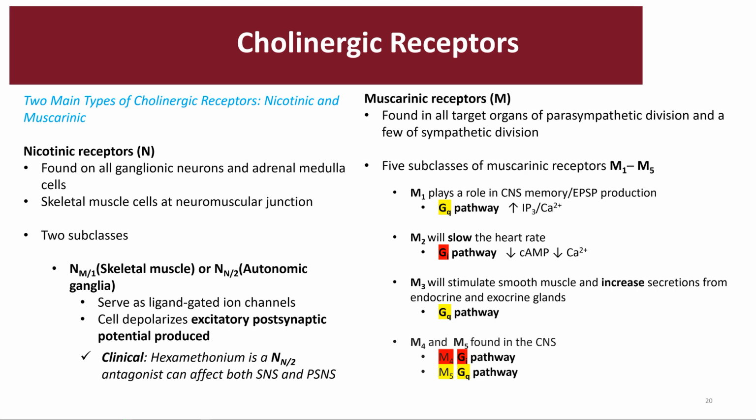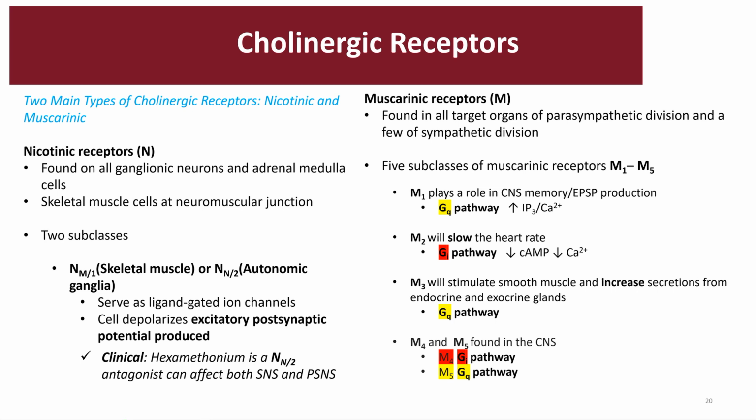All the ganglionic neurons of the parasympathetic division release acetylcholine, which will then bind to muscarinic receptors at their target cells. The only exception to this is the sympathetic ganglion neurons that innervate the sweat glands and some of the skeletal muscle vessels. M1 plays a role inside the CNS and has utilizations for memory development. Its main output is an EPSP, excitatory postsynaptic potential, and it follows the GQ pathway, which means it increases IP3 and calcium levels inside the cell.